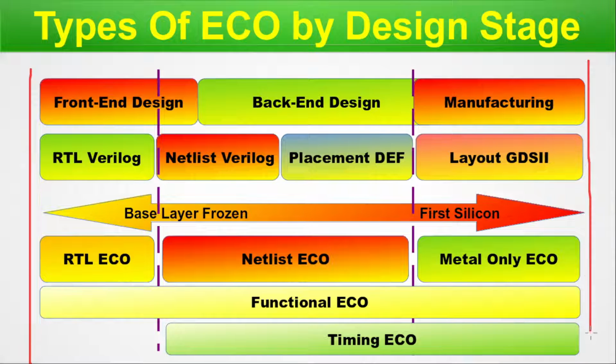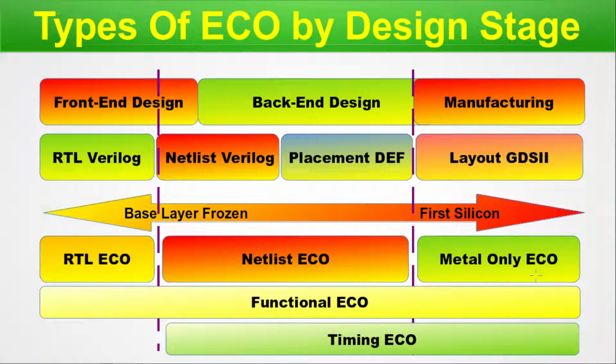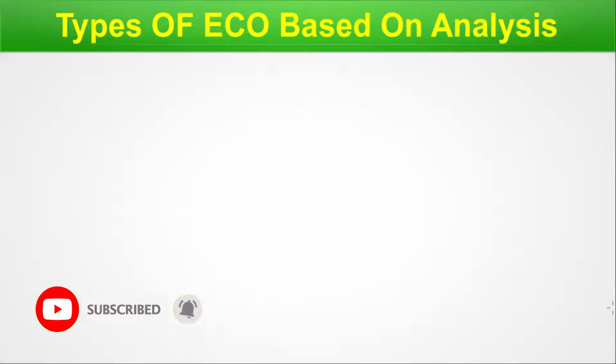That means the design specification and its function, whether it is performing correctly. So that has to be checked throughout, whether we are doing the RTL ECO, whether we are doing the netlist ECO, or whether we are doing the metal only ECO. That means the pre-mask ECO or the post-mask ECO, any ECO. So here we are done with the categorized description of the ECO, and let us move on to the next slide. Types of ECO based on the analysis.